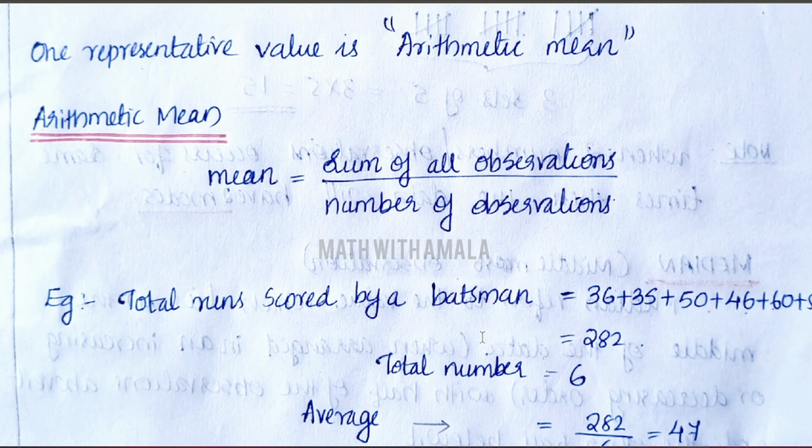Let us have an example of total runs scored by a batsman, and the runs are split up like 36, 35, 50, 46, 60, and so on. And the total number of runs is equal to 282. Now the total number of matches is 6. Now what is the average or the arithmetic mean, which is equal to the sum of all observations, that is 282 divided by 6. Answer 47. So this is the arithmetic mean.